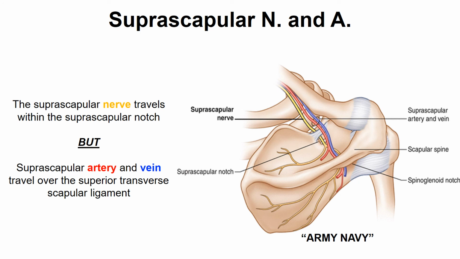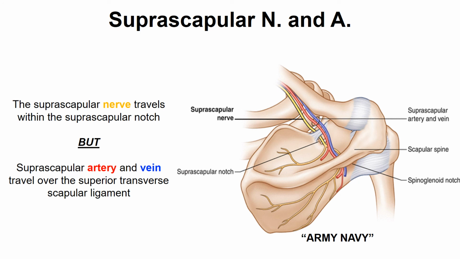And what we want you to know is that the superior transverse ligament splits the artery and vein and the nerve. So the suprascapular nerve, which is a branch off the brachial plexus, is going to go inferior to the superior transverse scapular ligament. So it's going to go within that canal that is created at that scapular notch. On the other hand, the suprascapular artery and vein, where the artery and vein come off the subclavian artery and vein, are going to go superior to that superior transverse scapular ligament.